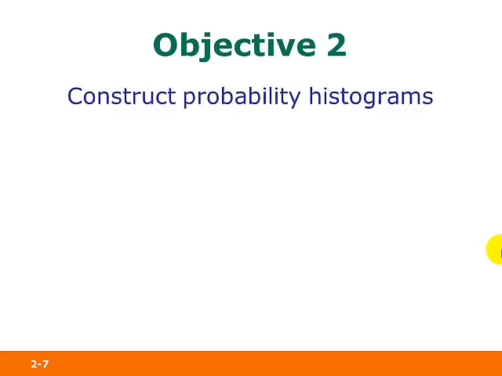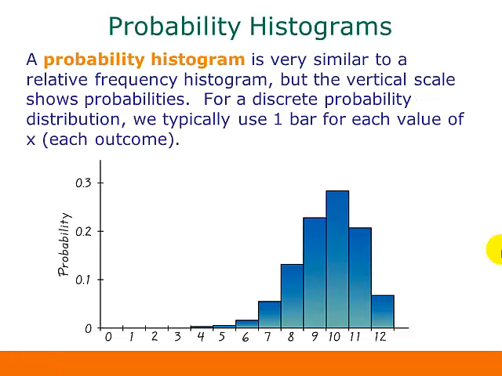Objective 2 in this section is to construct probability histograms. So we talked about histograms in Chapter 2, and a probability histogram is very similar to a relative frequency histogram, except that the vertical scale shows probabilities instead of relative frequencies. For a discrete probability distribution, we typically use 1 bar for each value of x, so for each outcome.